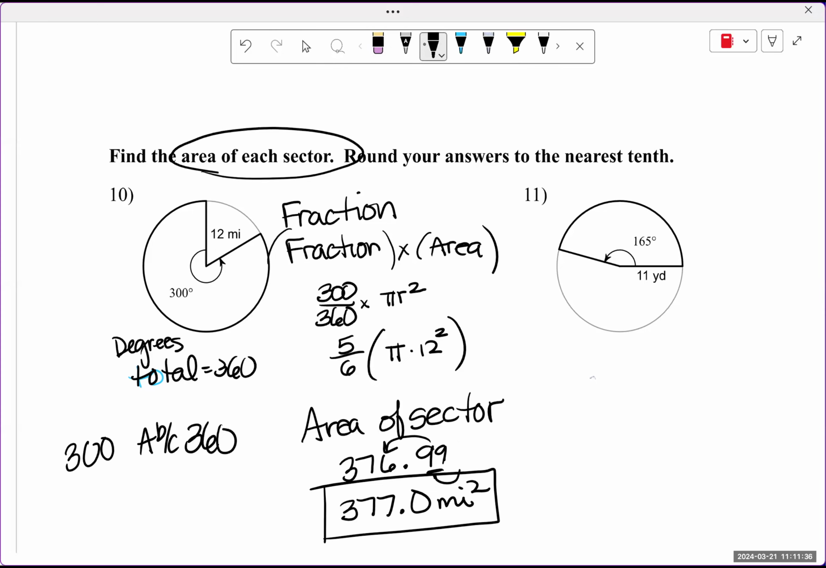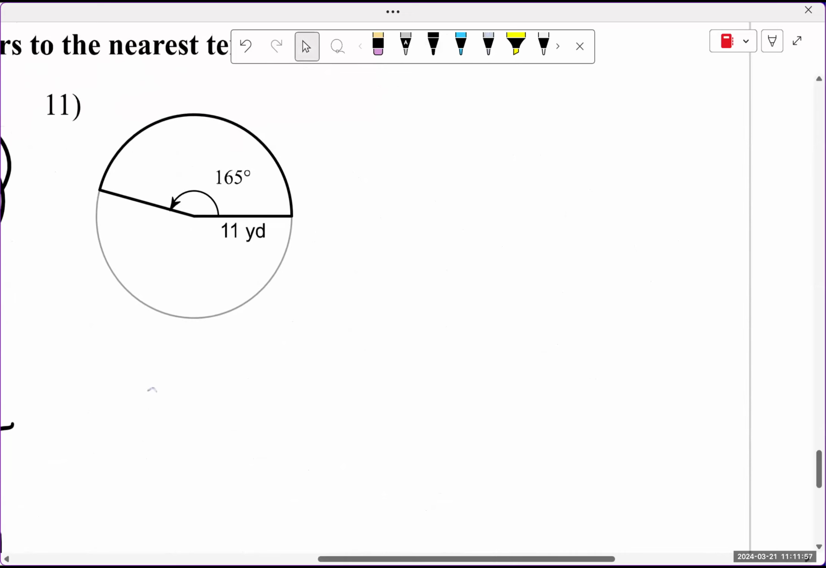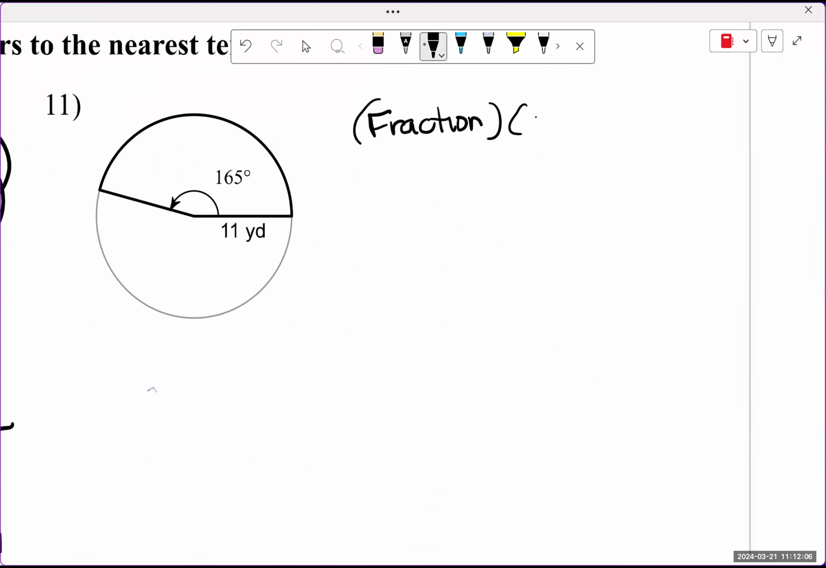Okay, so area of the sector, fraction times total area. So fraction times pi r squared. Yeah, we ready to do another one? Okay, you guys got really quiet. Okay, area of the sector, fraction times pi r squared. Okay, so the fraction is always out of 360. And then I'm going to multiply by pi. And then I'm going to take the radius and square it.